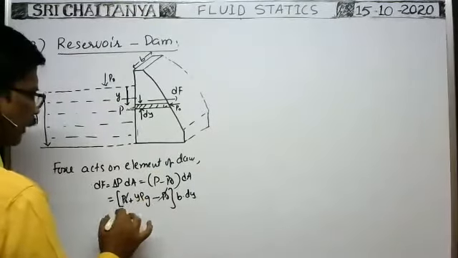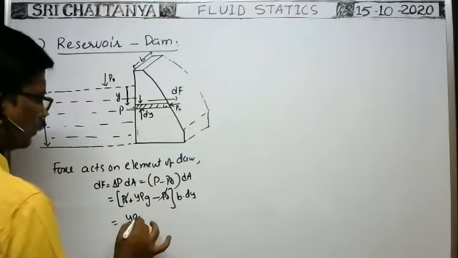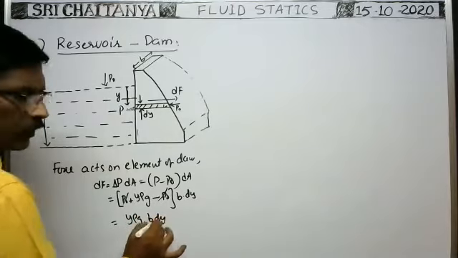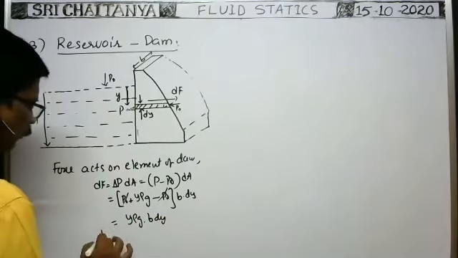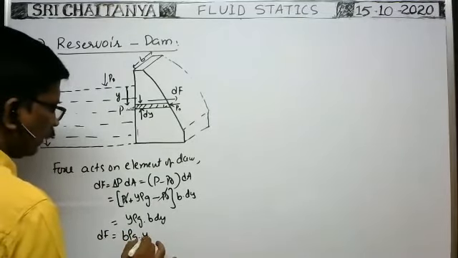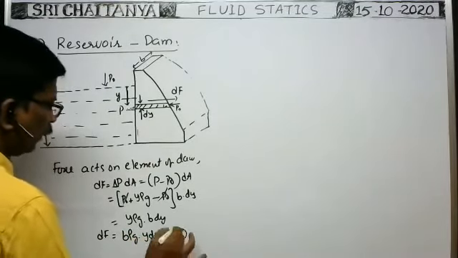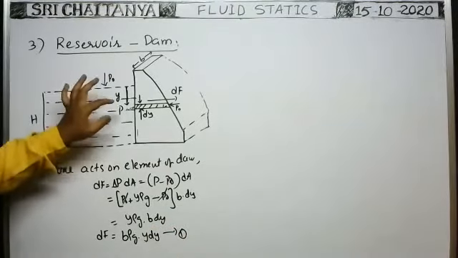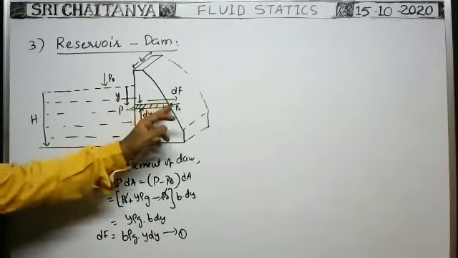So here P naught cancels. So y rho g into B into dy. Therefore, dF is equal to B rho g, g is constant, y into dy. It is equation 1. It is the force acts on the element of the dam due to pressure difference across the element.